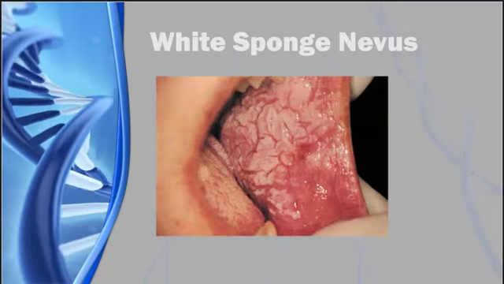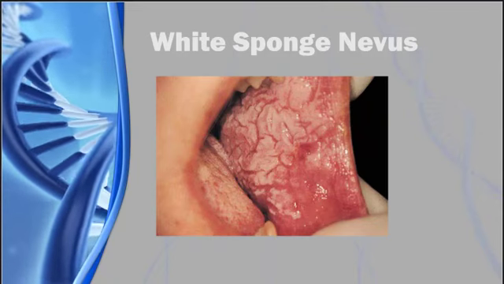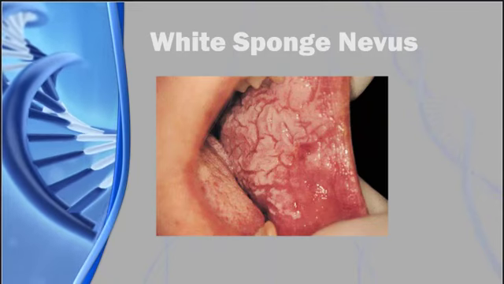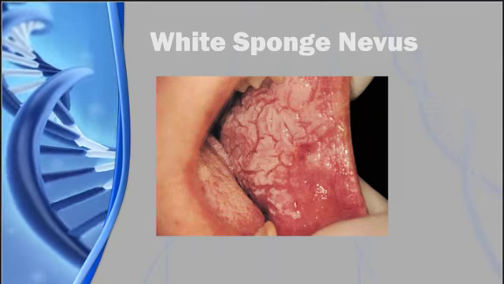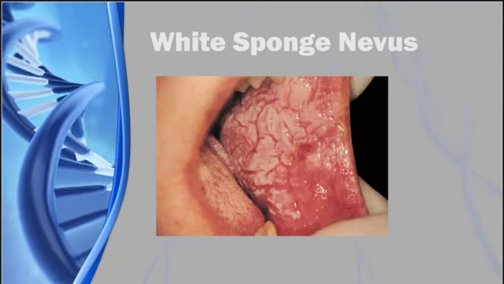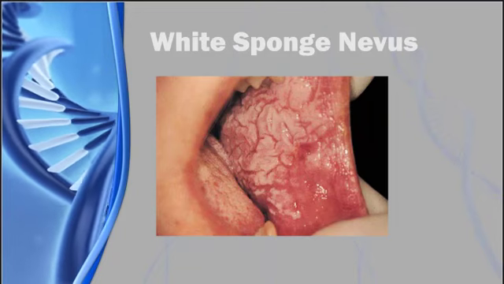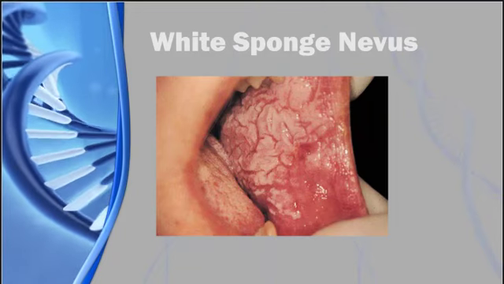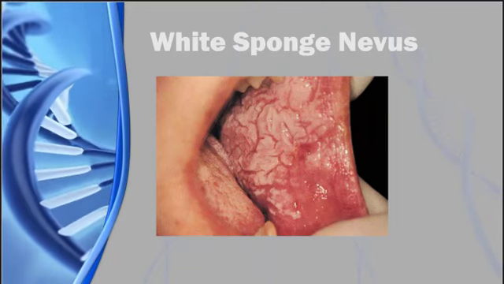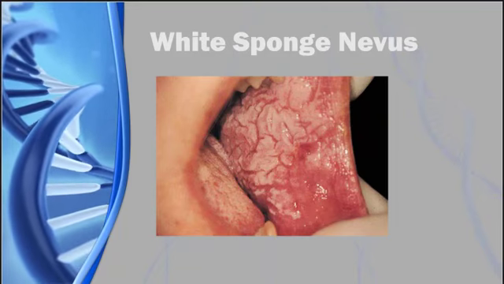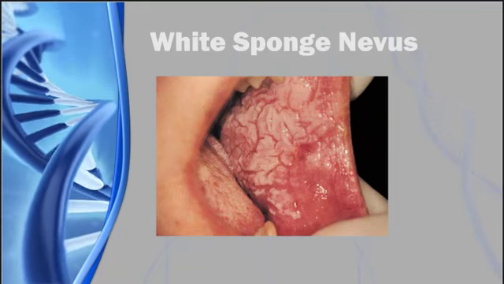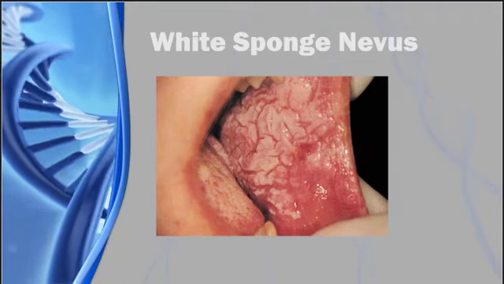White sponge nevus is a rare disorder which may be congenital and causes deeply folded, corrugated white or gray lesions of the oral mucosa, especially on the buccal mucosa. And it can sometimes be seen on the lateral borders of the tongue. These lesions are usually bilateral and symmetrical and typically asymptomatic.